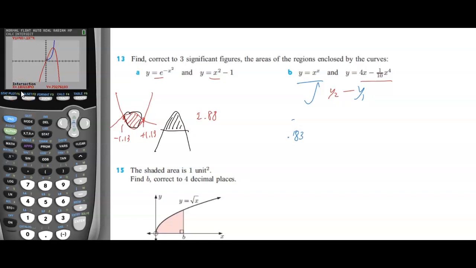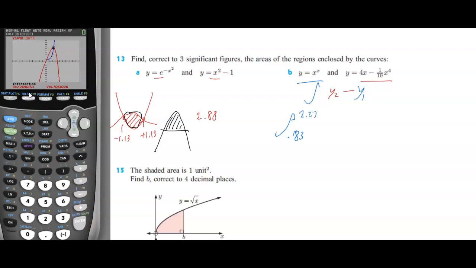So I integrate from 0.183, and the next intersection, let's try that, second calc, intersect 5. We'll move the cursor over closer to the second intersection point, hit enter 3 times, and the second intersection point is 2.27.